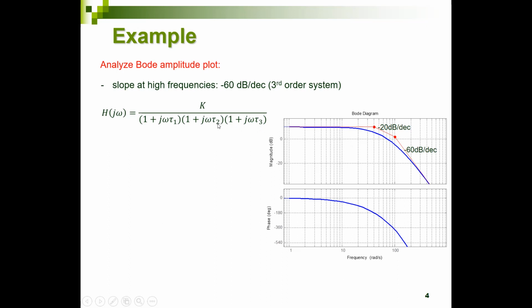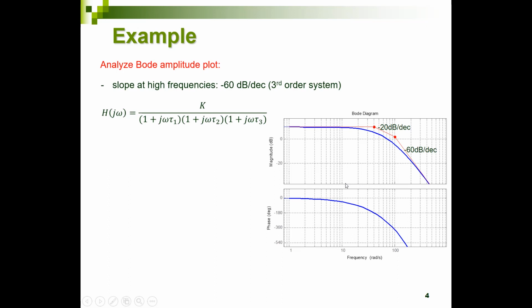So in that case, tau 1 and tau 3 should be the same. So my transfer function can be written as k over 1 plus j times omega times tau 1, times 1 plus j times omega times tau 2, and that part squared. And from these cutoff frequencies, we can calculate the time constant. Remember, the time constant is 1 over the cutoff frequency.